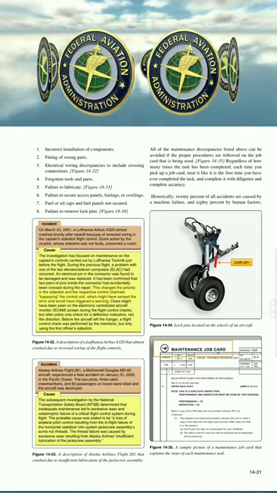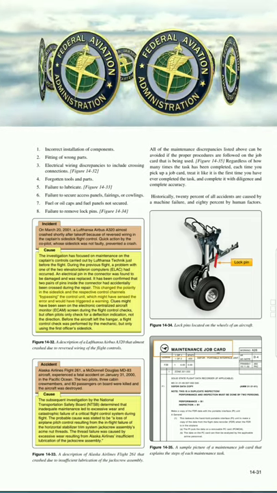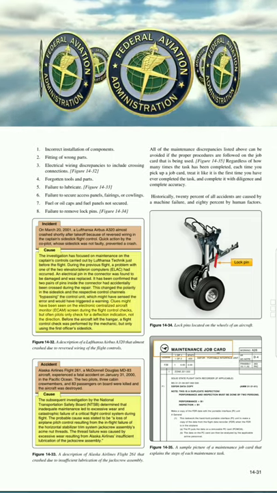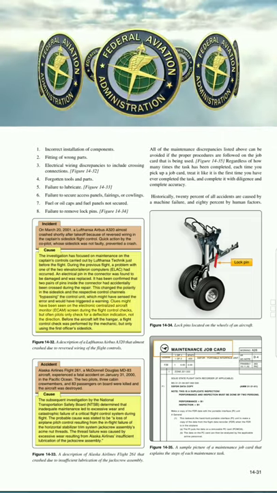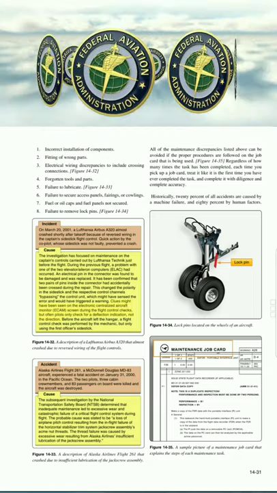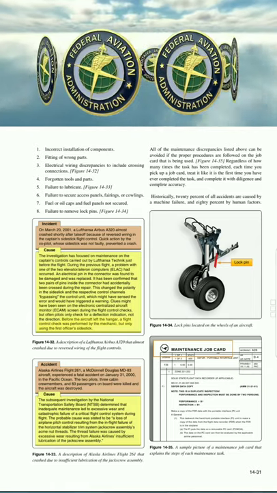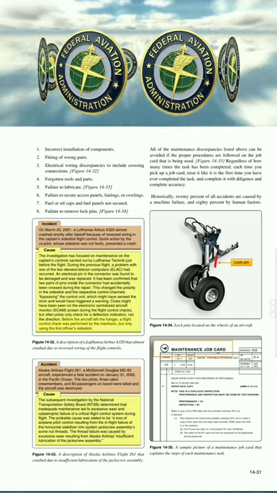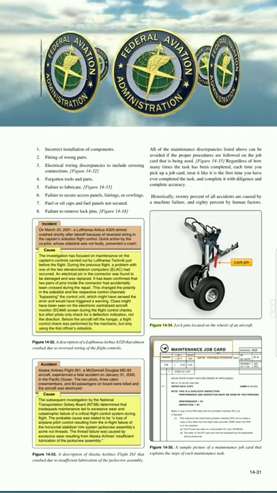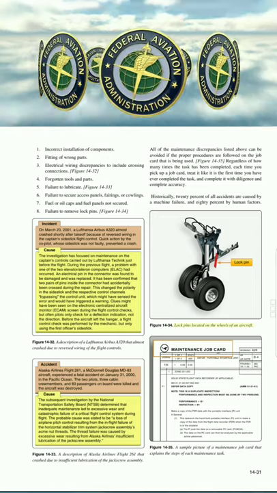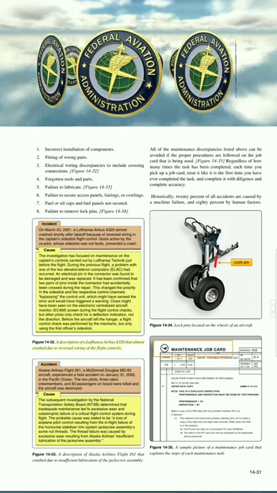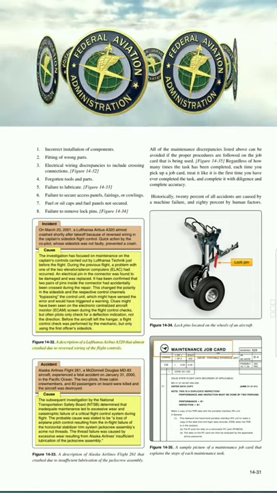This changed the polarity in the sidestick and the respective control channels, bypassing the control unit, which might have sensed the error and would have triggered a warning. Clues might have been seen on the electronic centralized aircraft monitor, ECAM, screen during the flight control checks, but often pilots only check for a deflection indication, not the direction. Before the aircraft left the hangar, a flight control check was performed by the mechanic, but only using the first officer's sidestick. Lock pin. Figure 14-34. Lock pins located on the wheels of an aircraft. Figure 14-32. A description of a Lufthansa Airbus A320 that almost crashed due to reversed wiring of the flight controls.